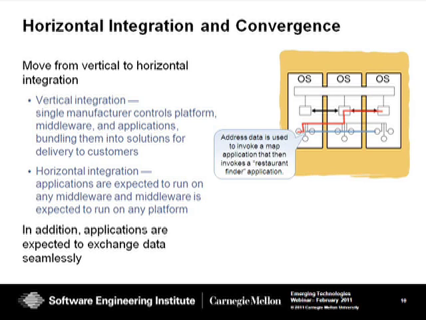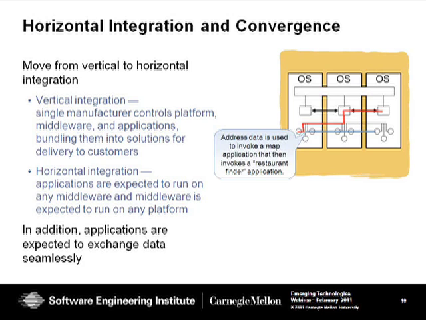What we're seeing now is more what I call horizontal integration, which is, to use an idiom, the free-for-all idiom, where applications are expected to run in any middleware, and any middleware is expected to run on any platform. The typical example, for those of you that are smartphone users, is when it's almost an expectation that, for example, if you look up an address using your smartphone, then you immediately want to be able to invoke a map application. And from there, you immediately want to be able to invoke, for example, a restaurant finder that maps the restaurants onto the map or something along those lines.